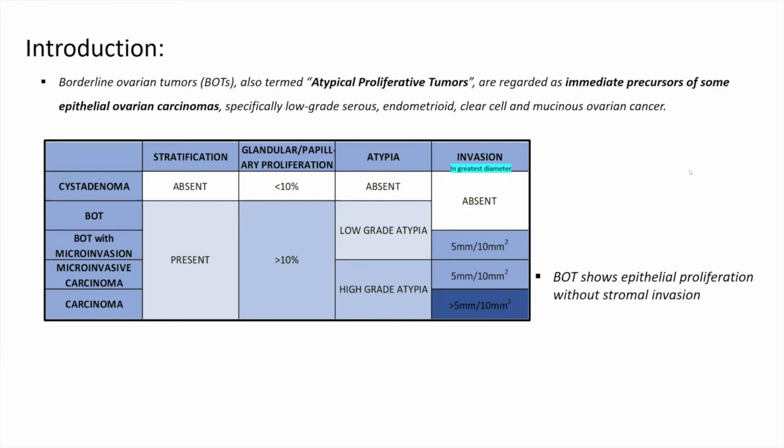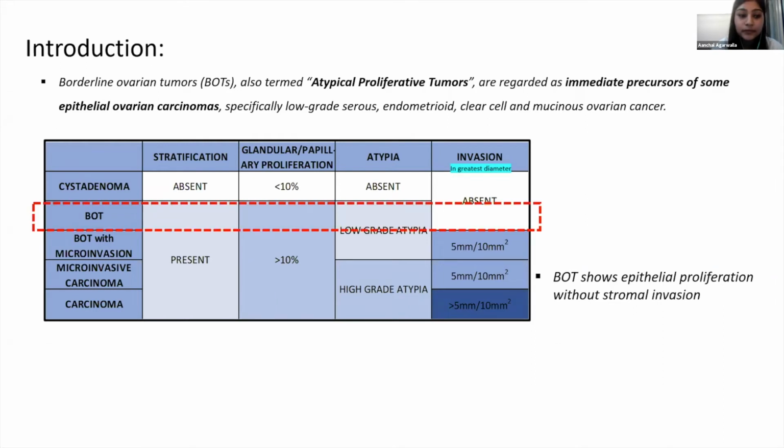Yes, ma'am. So before starting the article, I would like to talk a little bit about borderline ovarian tumors. So borderline ovarian tumors are called the atypical proliferative tumors, and they're regarded as an immediate precursor of some epithelial ovarian carcinomas, specifically low-grade serous, endometrioid, clear cell, and mucinous ovarian cancer.